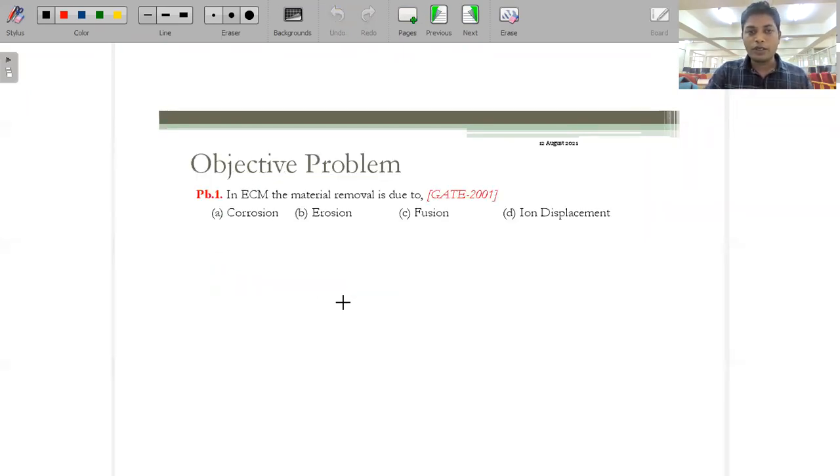Okay guys, there is one objective question that was asked in GATE 2001: in ECM, the material removal rate is due to which of the following: corrosion, erosion, fusion, or ion displacement? I have already discussed this question. Can you tell me the answer? A, B, C, or D? Ion displacement. Yes, good guys. It's D, ion displacement.